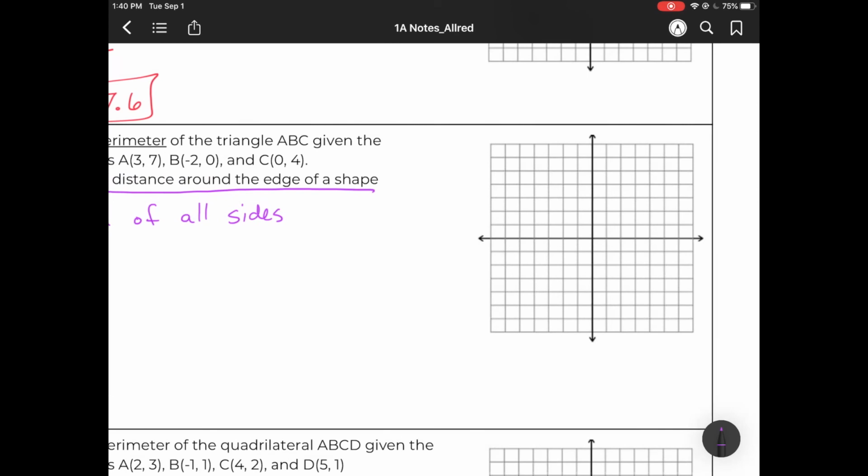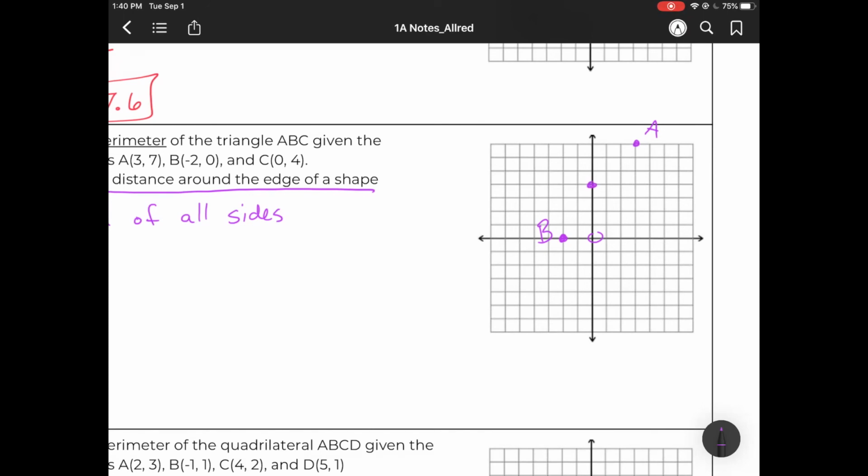A is at 3, 7. There's A. 3 over from the origin, up 7, and you get A. B is at negative 2, 0. So go back negative 2 on the x-axis, and then we don't go up or down. C is at 0, 4. So we don't go left and right. We stay lined up with our y-axis, but we go up 4.